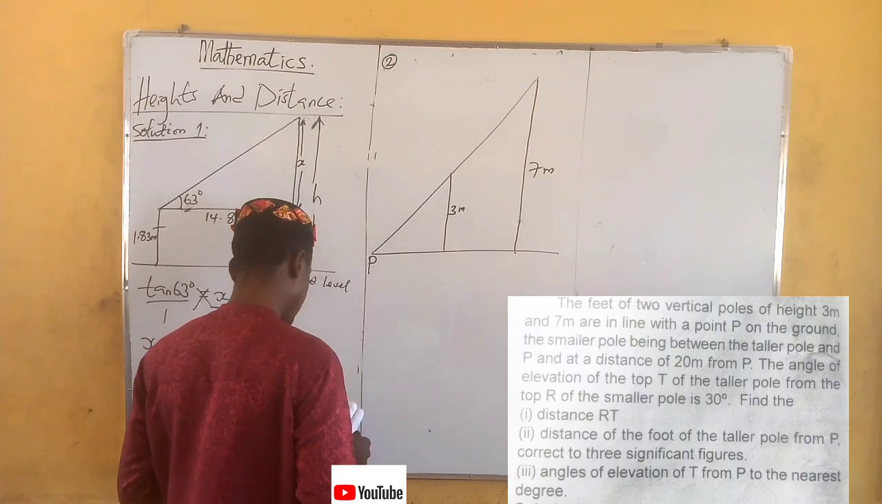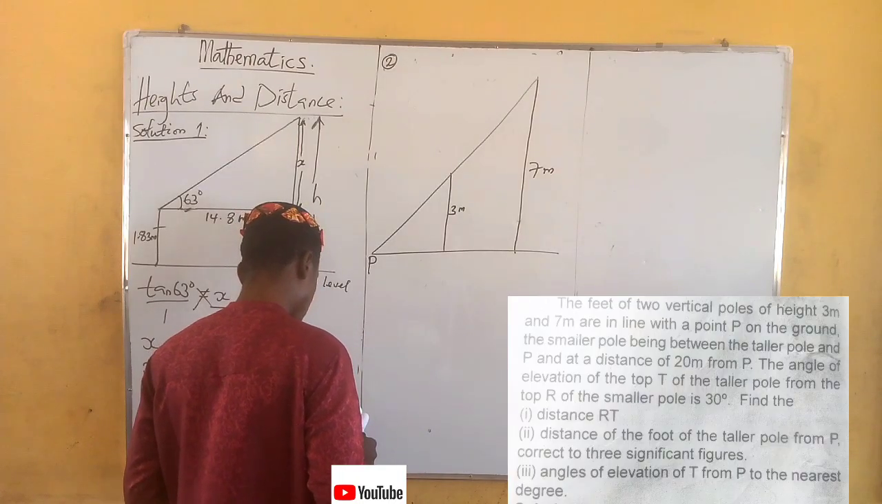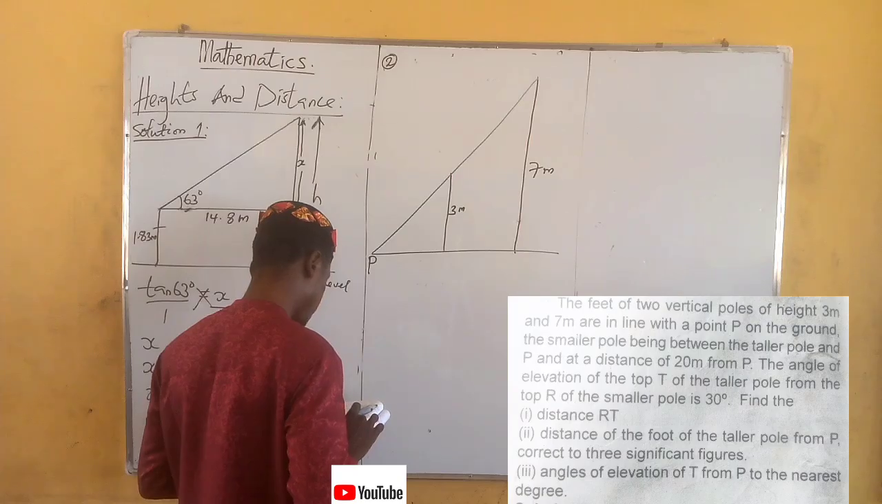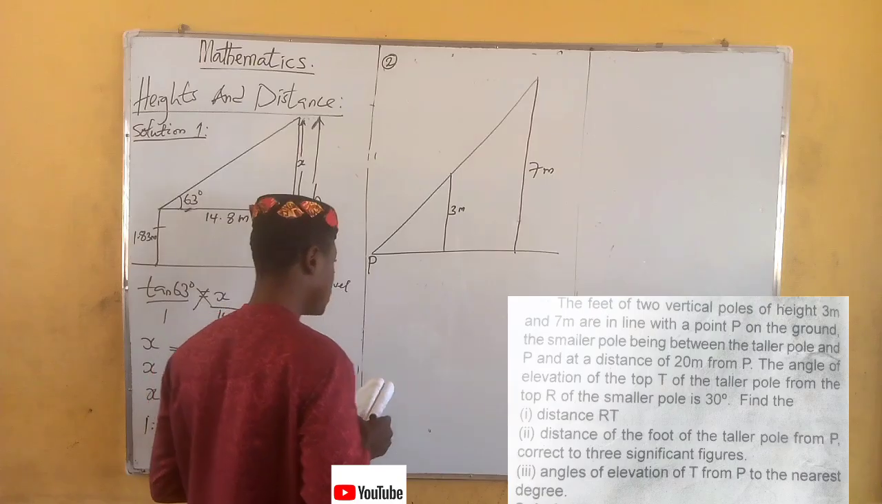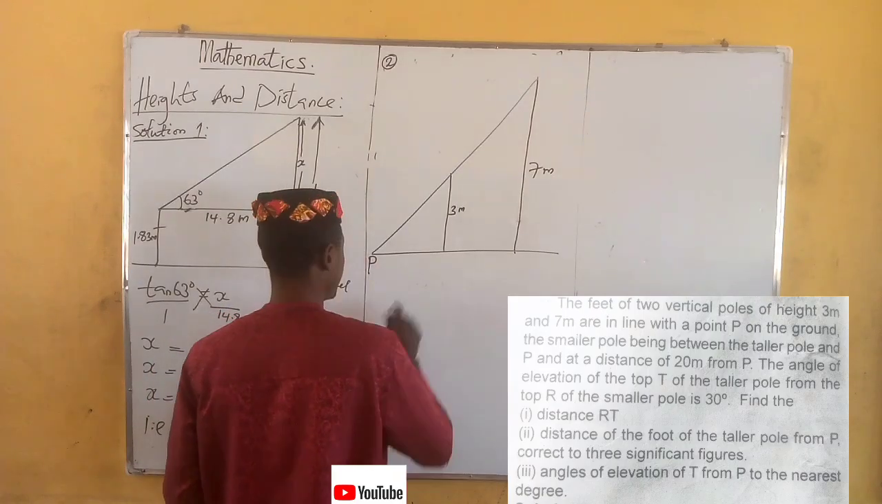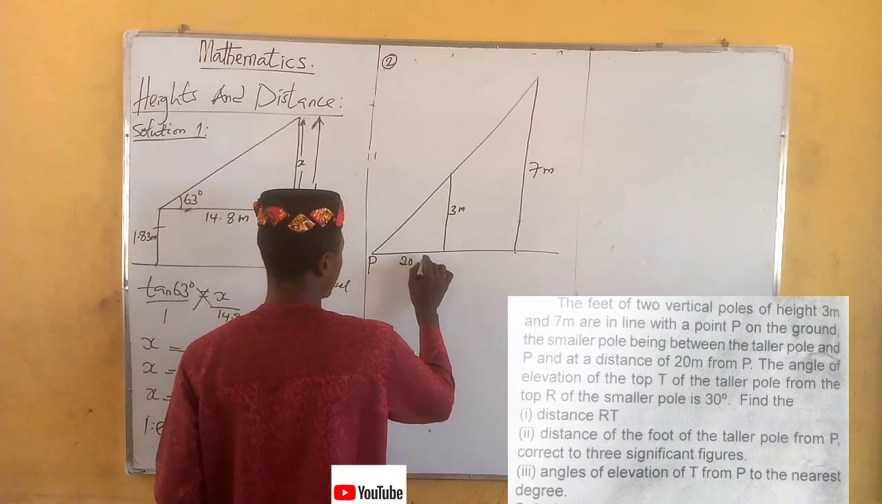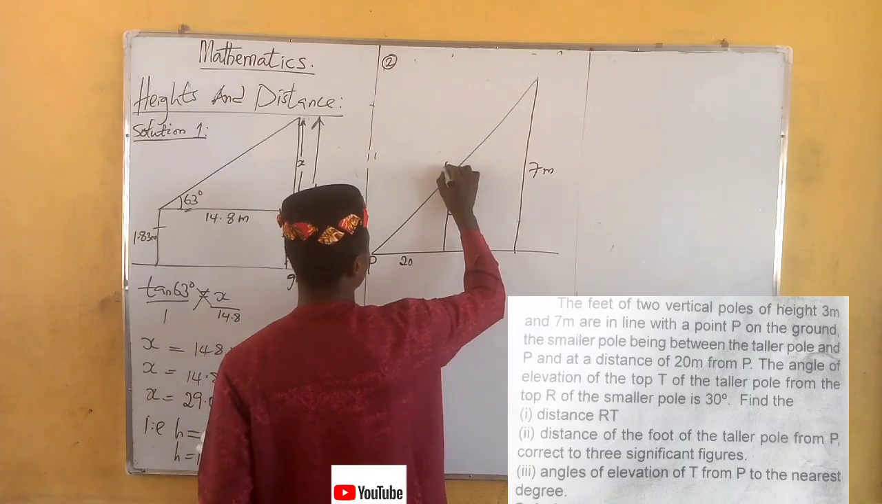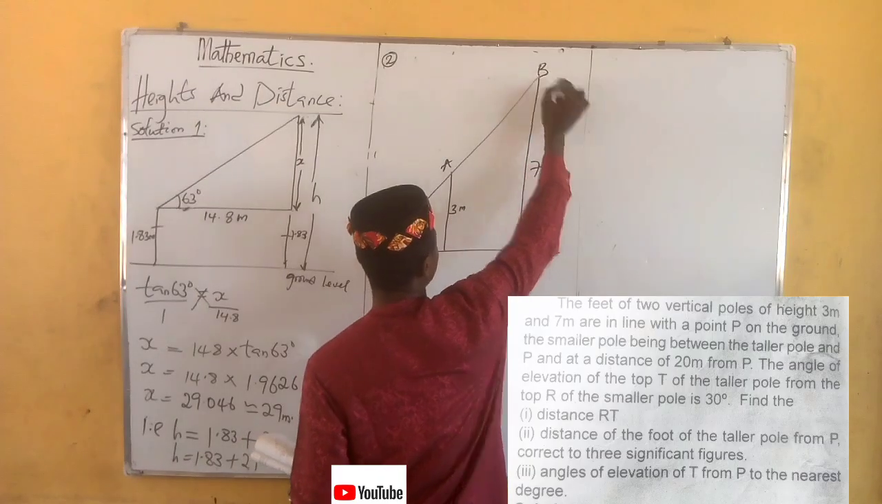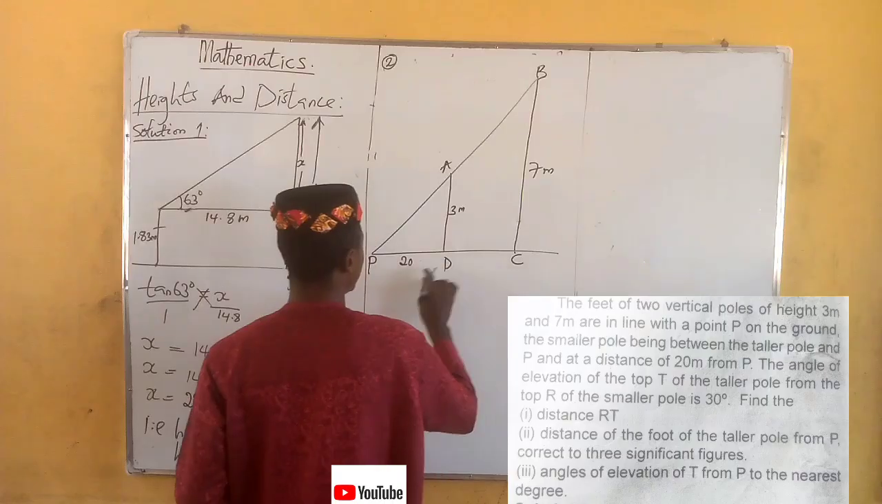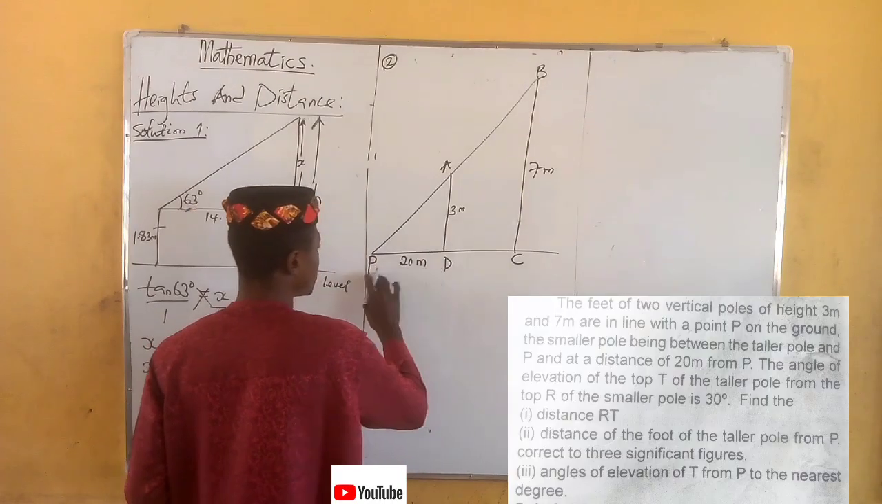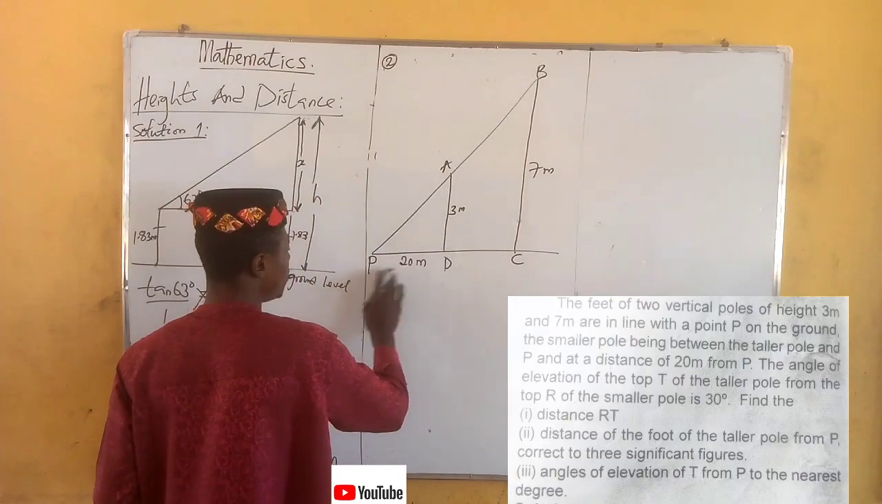Okay, so now that they are in line with point P at the ground, the smaller pole being between the taller pole and P is at a distance of what? 20 meter from P. So this smaller pole is 20 meter from P. Let's say here is A, B, here is C, and here is D. So in between, the distance of the smaller pole from P is 20 meter.